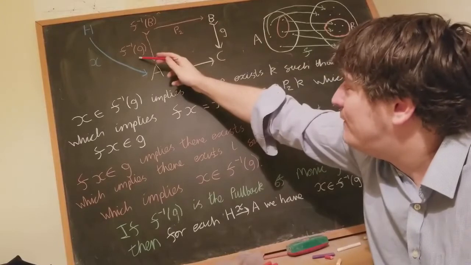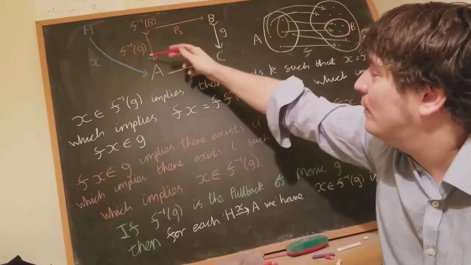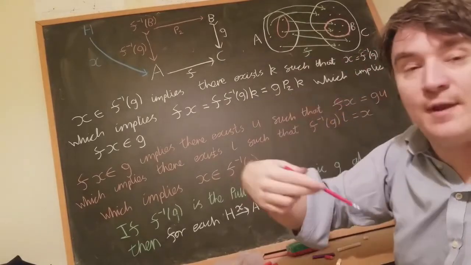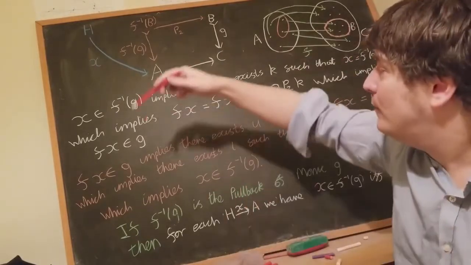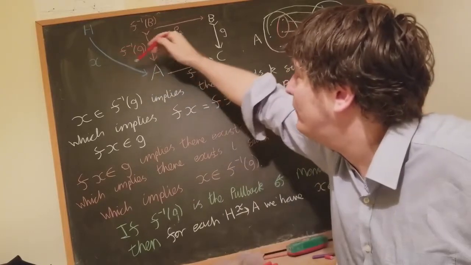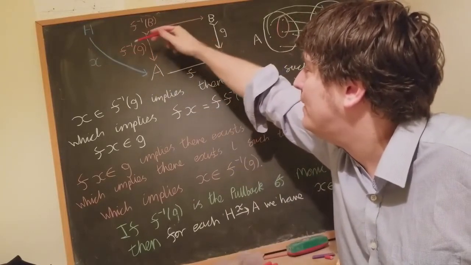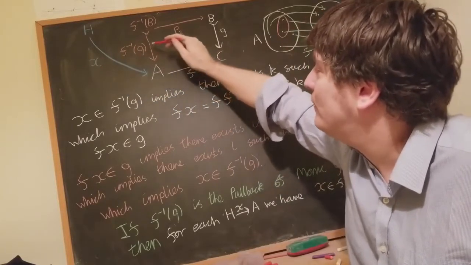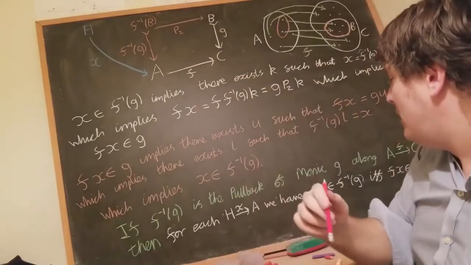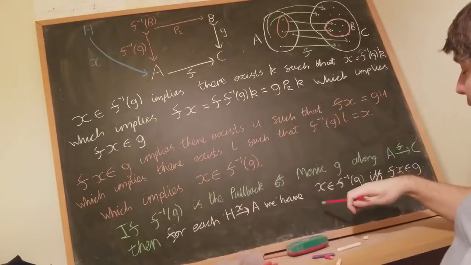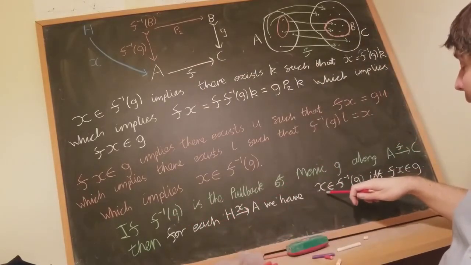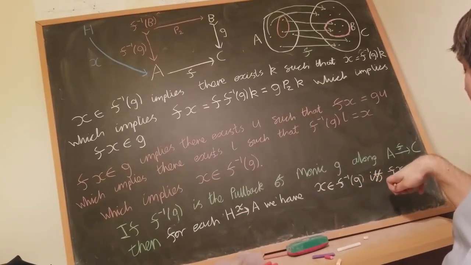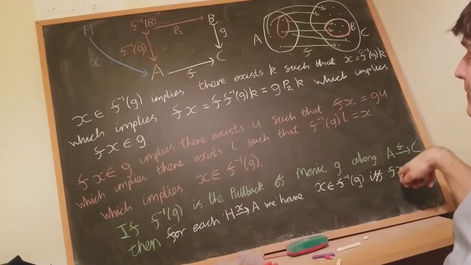But anyway, we have this monic which we're calling F to the minus one of G, and the thing we're going to ask now is, when is a general arrow X with the same target as this red arrow here going to be in this arrow F to the minus one of G? And the remarkable claim is this, that X is going to be in F to the minus one of G if and only if F after X is in G.